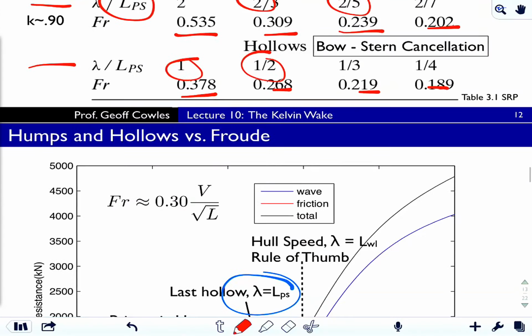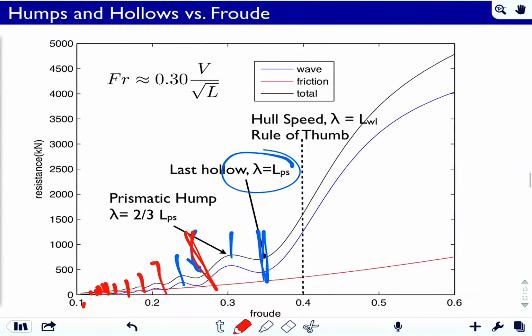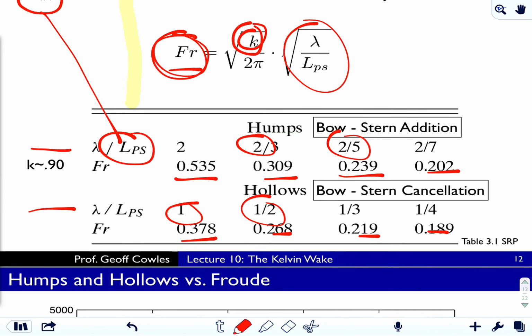I think I have it in the next slide here. I do have this last hump here, known as a prismatic hump, 2/3 LPS. So I come back here, that's right around here. This is a prismatic hump.